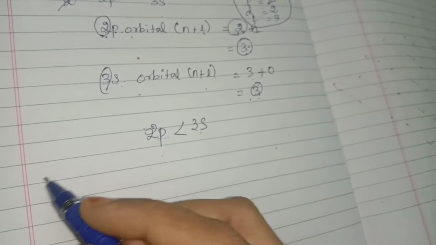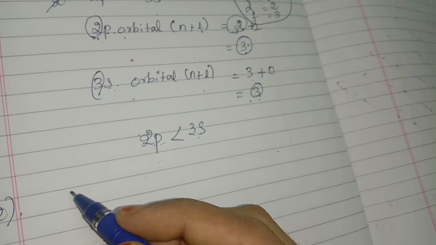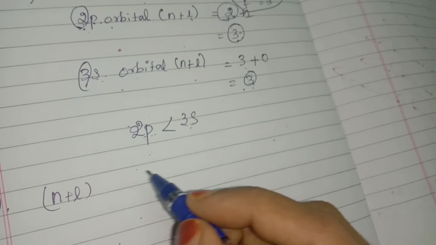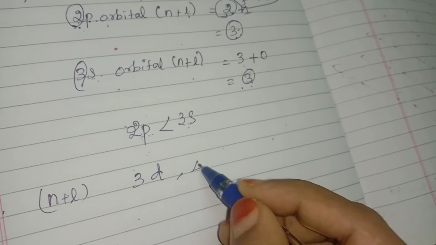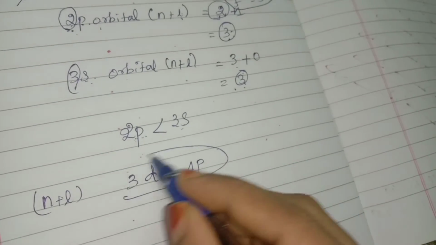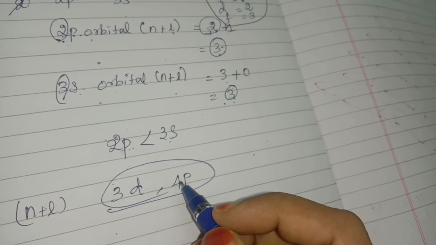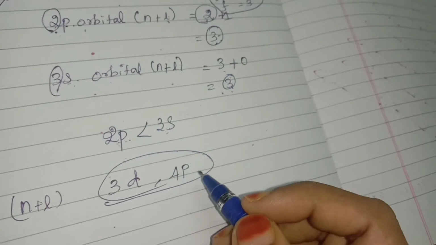So I will give you the homework. You have to write and come. Like that, use the n plus l rule and find out the answer for the 3d and 4p orbitals. Which will come first? Find out the n value and l value. Which orbital will take place first?